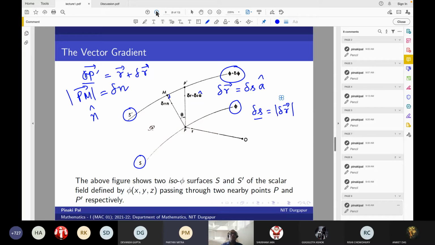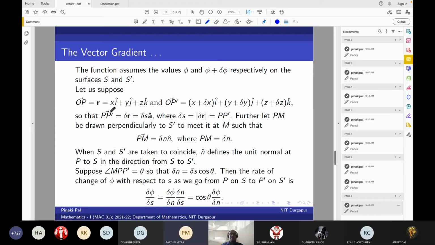I have mentioned the position vectors P and P dash. As I already mentioned, this is delta r, which is equal to delta s a cap, and delta s is equal to the absolute value or magnitude of this delta r vector, and PM. Up to this we have done.